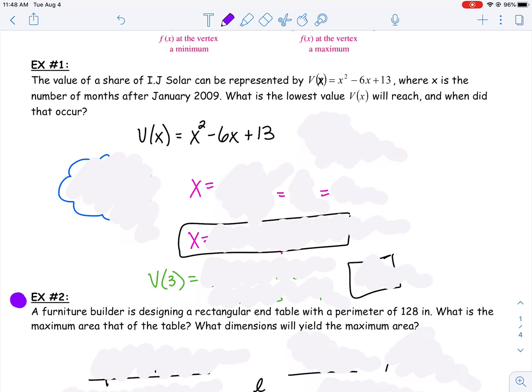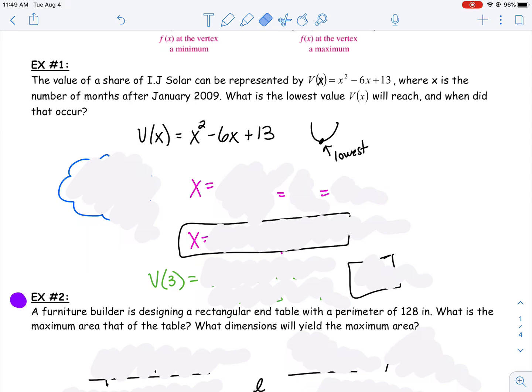And so we've got to figure out what x is, that'll be when it occurs, and then for the lowest value, we can substitute in whatever we find for x. Really, what we're finding is the vertex of this parabola. They give us a quadratic function. We know that it's going to open up because our leading coefficient is positive, and we're trying to find the lowest value, right? If we can find the vertex of our parabola, then we have not only the x value, the time that it happens, the months, but we can also plug that in to figure out what the actual value is of this share.